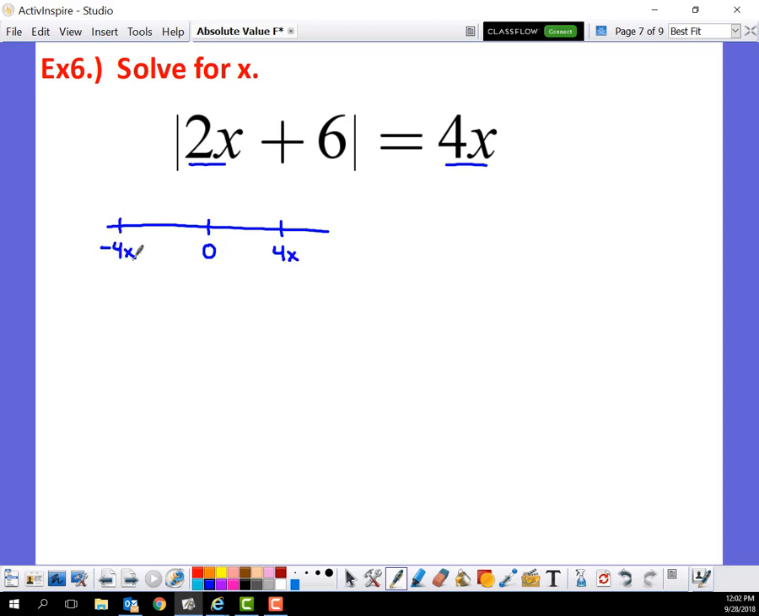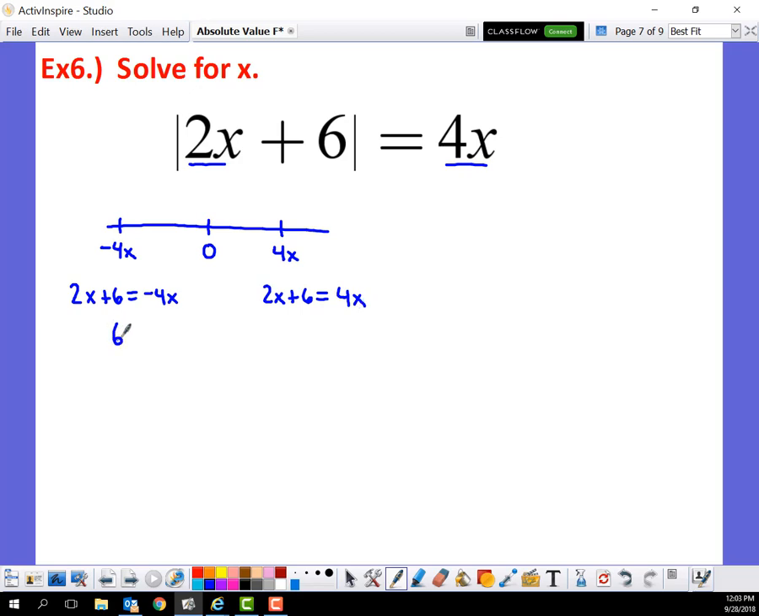We're still going to set this up the same way. This is still the same kind of problem, where you start at 0 and you want to know where you are 4x units away from 0. There are two ways that you can do that. You can go to the right 4x or you can go to the left 4x, which we represent as negative 4x. Same concept: we take the inside of the absolute value, 2x plus 6, and set that equal to each of our values that are 4x units away from 0. So we have 2x plus 6 equals negative 4x, and 2x plus 6 equals positive 4x.